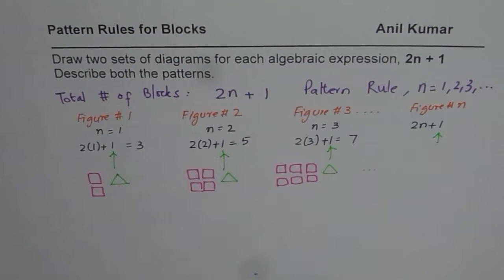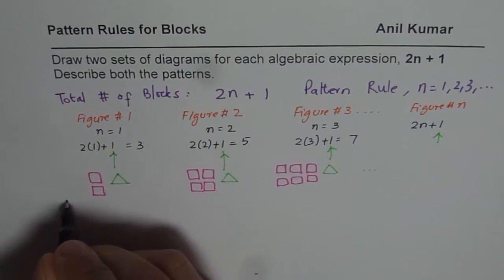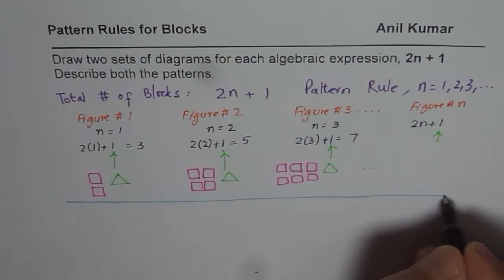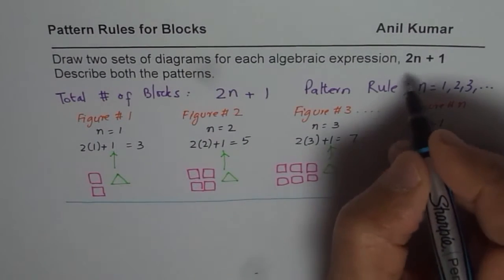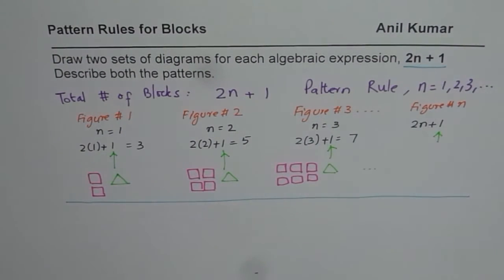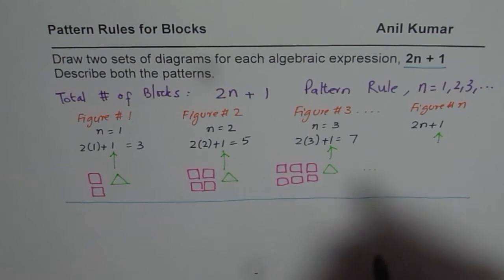So likewise, you can make different kinds of patterns to match the criteria. So what you can do is you can select some of the figures, play with your blocks, and make some patterns, right? So that gives you one solution for the expression 2n plus 1. And now I will show you another interesting way of doing the same thing, and that is what I will do this time is I will rewrite 2n plus 1 in a different way.